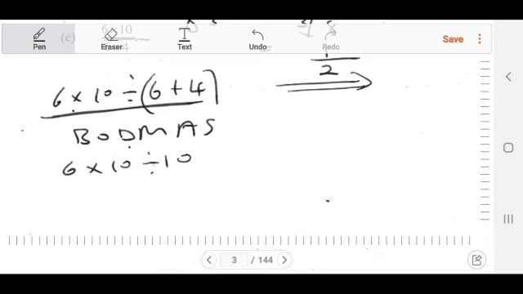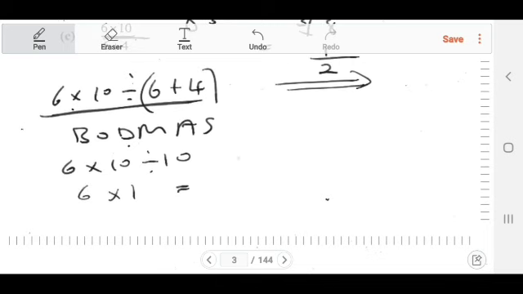Now we move on to division. So 10 divided by 10 is 1 times 6, which would give us 6. Okay, by the way, BODMAS and BOMDAS achieve the same result.